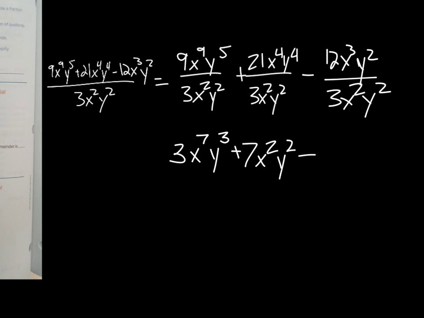On to the last one. 12 divided by 3 is 4. X cubed divided by x squared. 3 minus 2 is 1, so just x. Y squared divided by y squared, right? 2 minus 2 is 0, or you can think of anything divided by itself as just 1. And so this is the final answer.